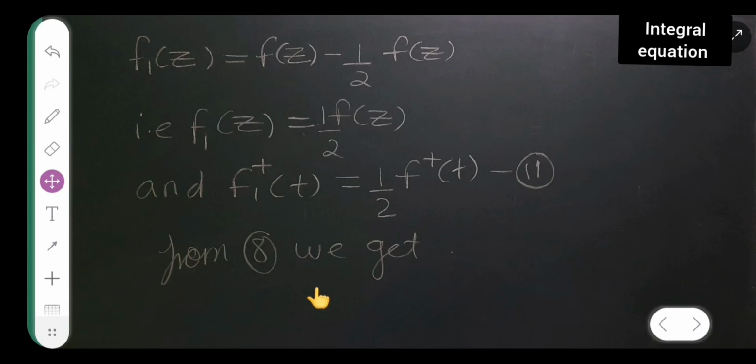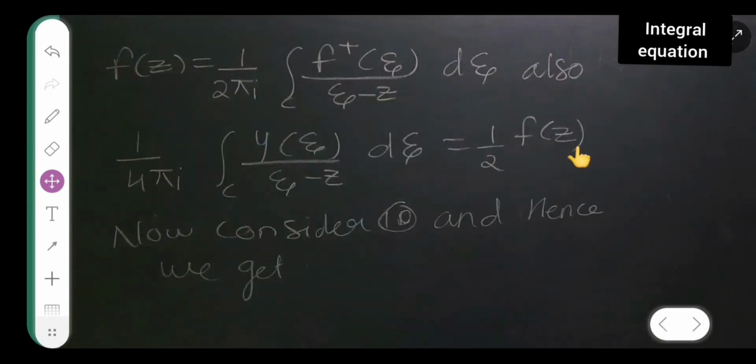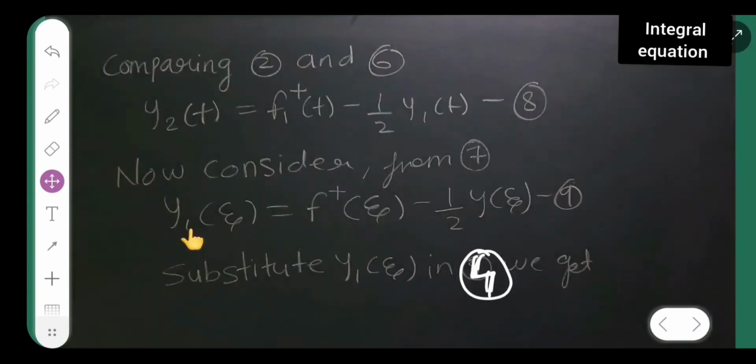So from 8 we get, now see what is my equation 8 over here. y2 of t is equal to this, right? So what we are going to get from this equation? Now write this equation 8 here.